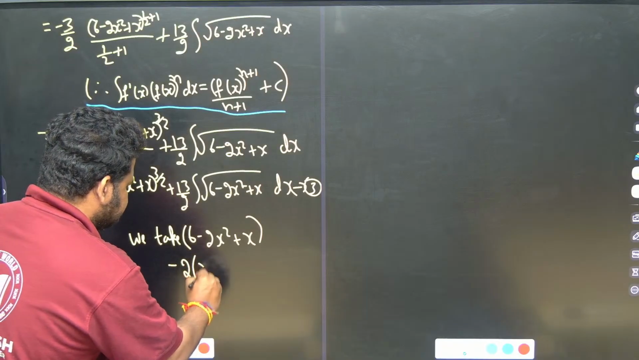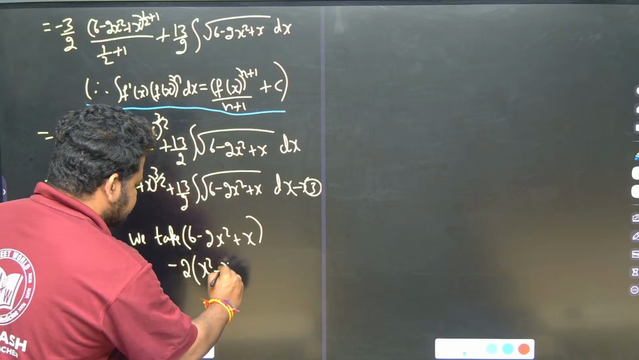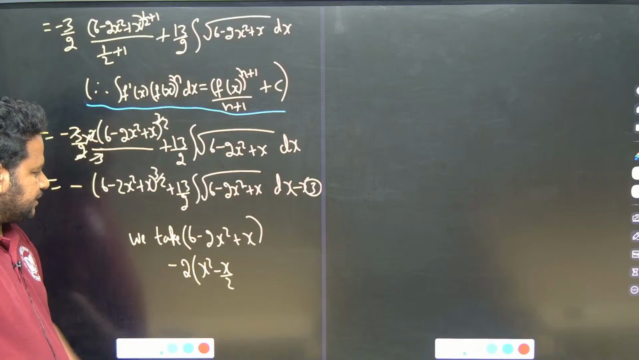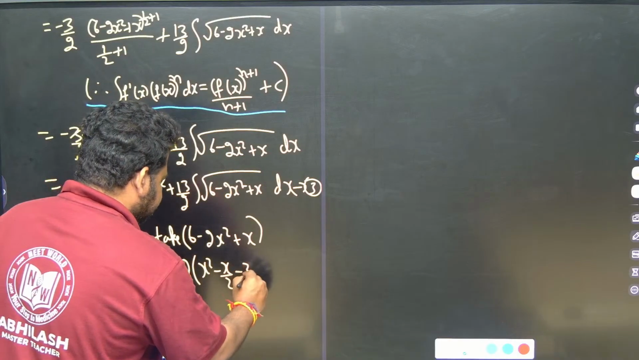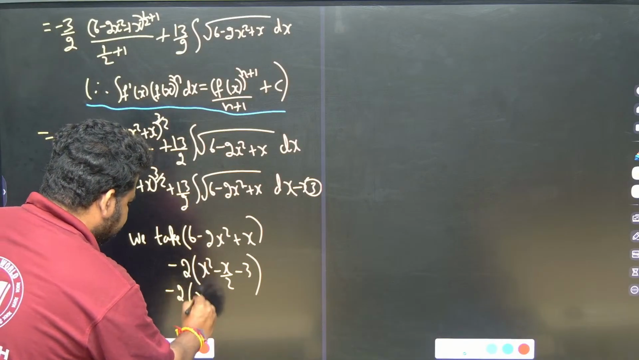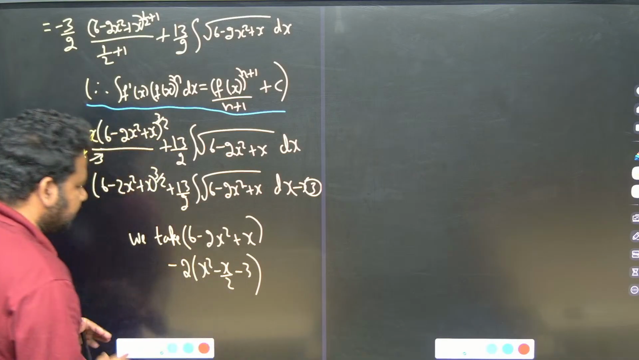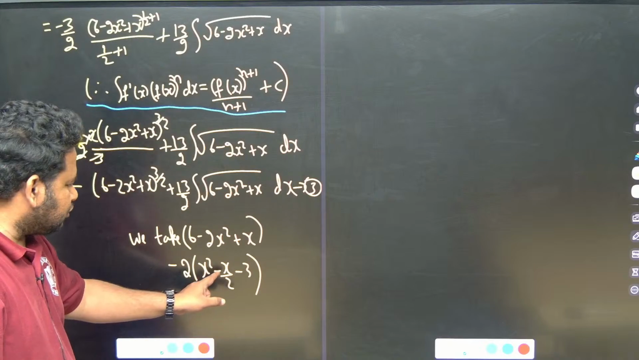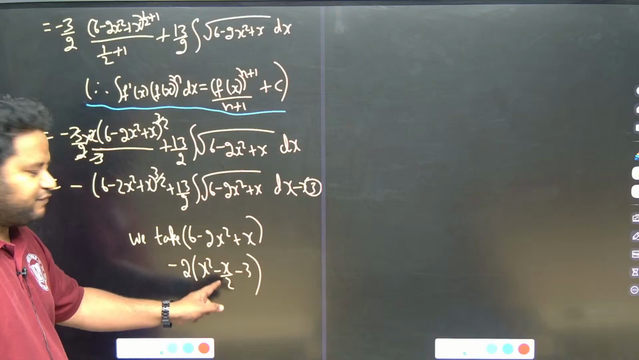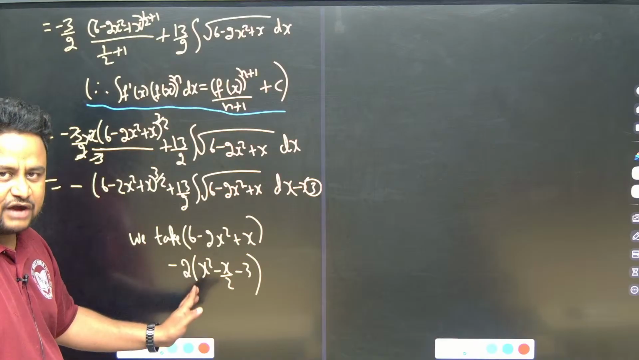So this will become what, friends? x square. If I take minus 2 outside, this will become minus x by 2, and this will become minus 3. Now minus 2 into x square minus x by 2, correct? The coefficient of x is minus 1 by 2. Minus 1 by 2 multiplied by half is 1 by 4. Half into half is 1 by 4.